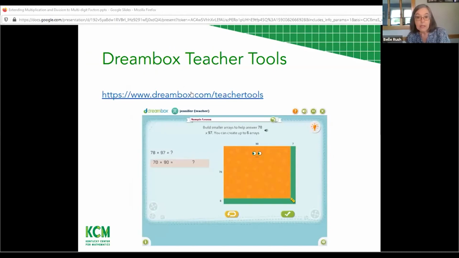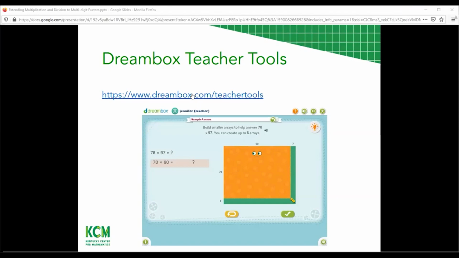And here is Dreambox Teacher Tools. You can use Dreambox Teacher Tools whether your students subscribe to Dreambox or not. Anybody can use the teacher tools. And here, are y'all seeing that? The Dreambox, did it go? Just seeing the PowerPoint. No, it did not show the Dreambox. Well, shucks.